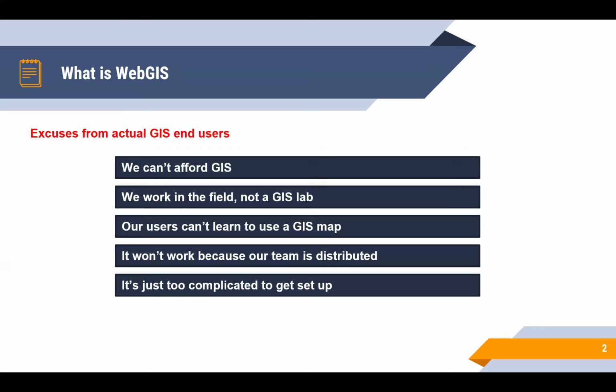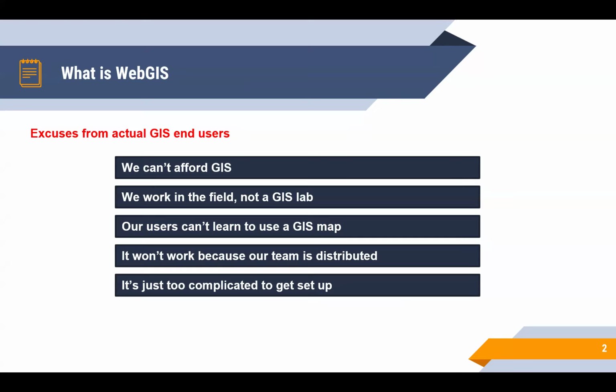Another excuse: it won't work because our team is distributed. Maybe you try to explain that we will implement GIS so that all the team's work will be synchronized. But the excuse was that we have a team in a distributed way, some people sitting in Delhi, some in Hyderabad, some in Mumbai. So how will all this work be compiled? How can we see all these people's work in one place? It's just too complicated to get set up.